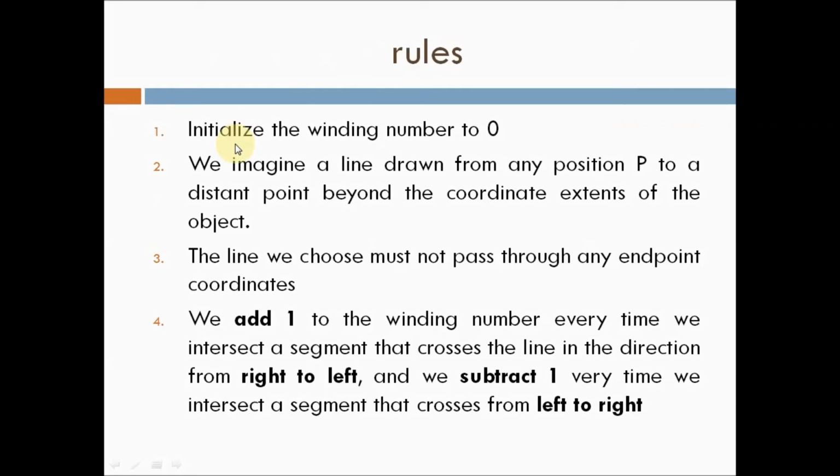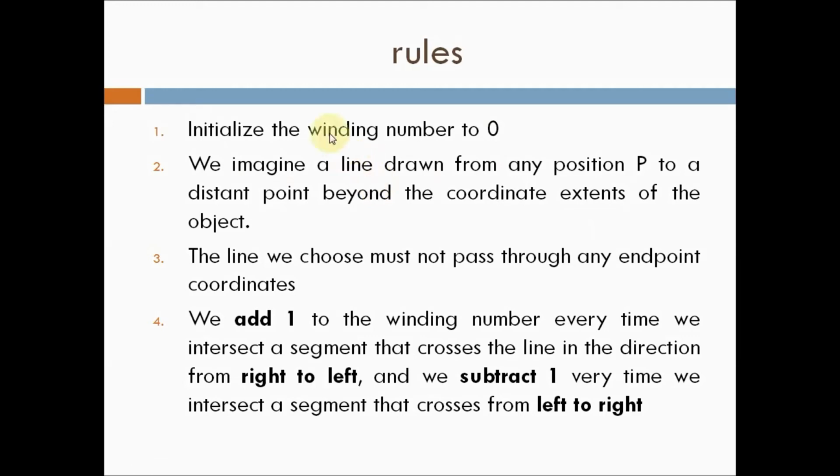So first rule, we have to initialize the winding number to 0. Now in the second step, we can imagine a line drawn from any position, in the same way as the inside-outside, that is the odd-even rule. In the same way, here also we have to draw the line in such a way that the line is going to move outside the polygon.